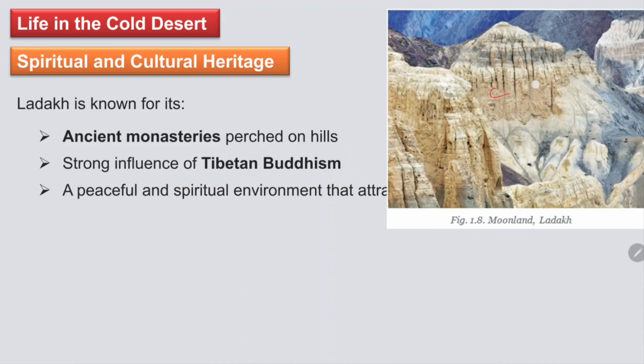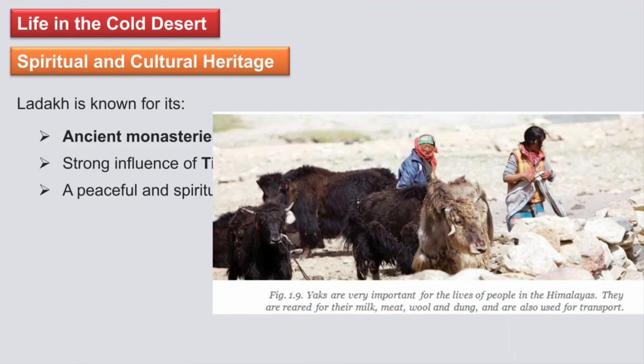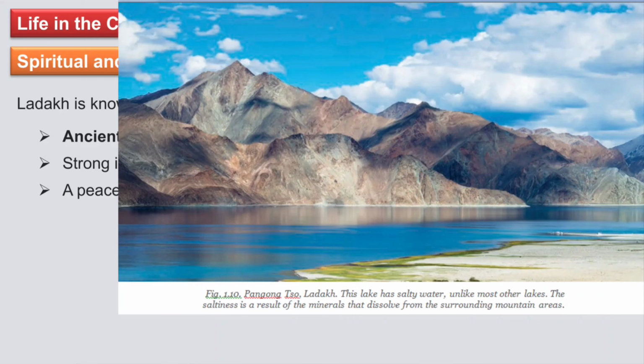So this is the terrain of Ladakh, and that is why it has been compared with the moon. It has been called moon land, because on the moon also you will find a similar terrain. And this is the picture of the yaks, and why they are important I have already explained to you, I hope, and this is clear as well. You can see the image in your book, it is given in your book as well. And this is the image of the Pangong Tso lake, see, it is very beautiful, isn't it? The lake has salty water, unlike most of the other lakes, and the saltiness is a result of the minerals that dissolve from the surrounding mountain area. We have already learned this, isn't it?